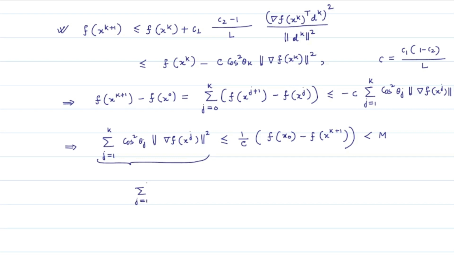and thus this sequence of partial sums of the series summation j equal to 1 to infinity of cosine square theta j times norm grad f at xj squared is bounded. We all know that for a series of non-negative terms, if the sequence of partial sums is bounded above, then that series is convergent, and hence this series is a convergent series, and that proves the result.